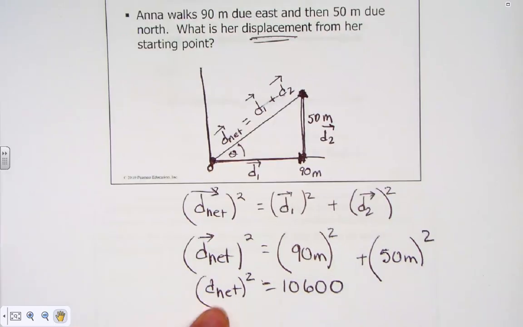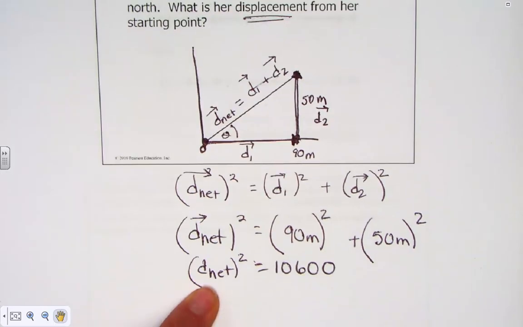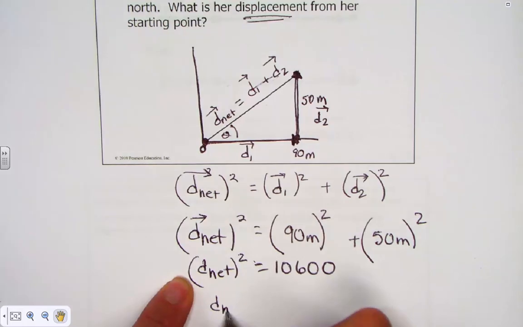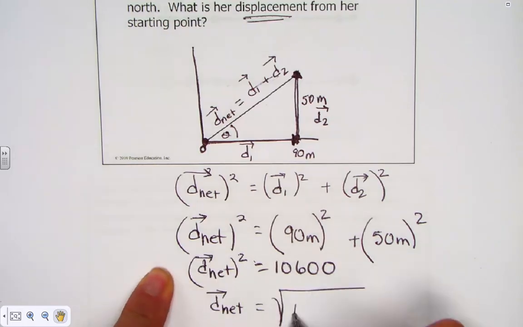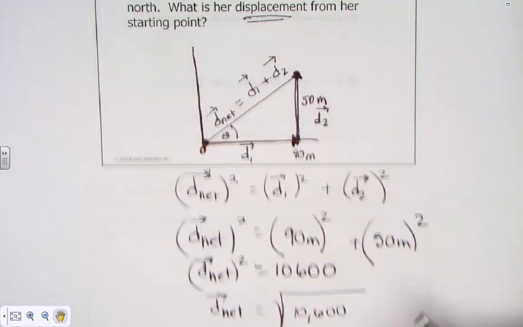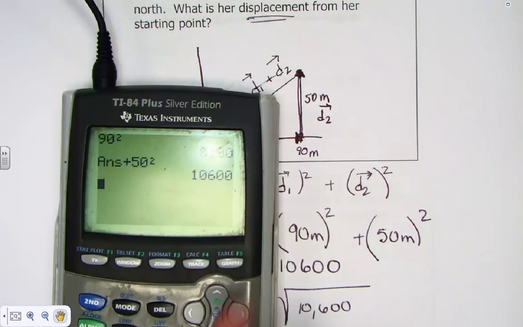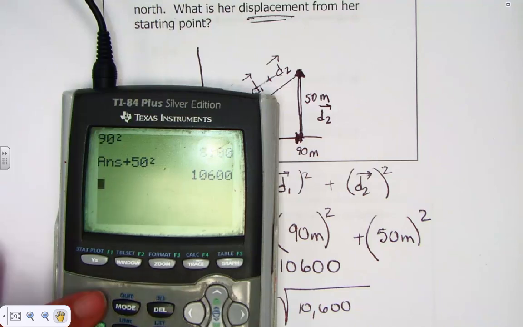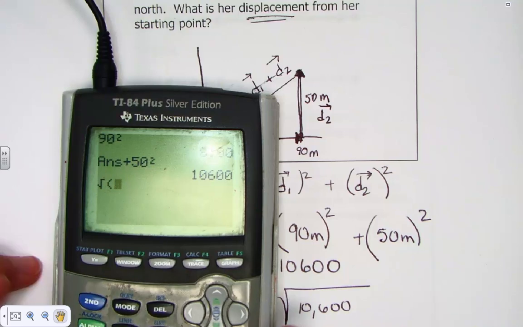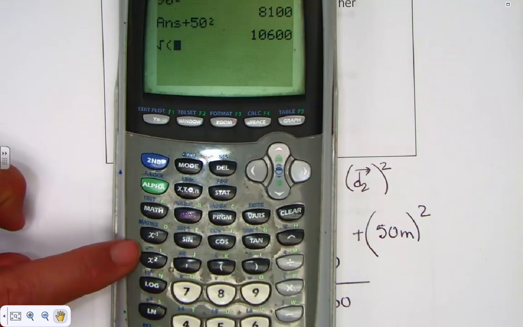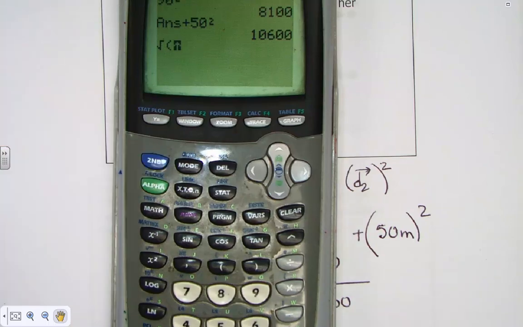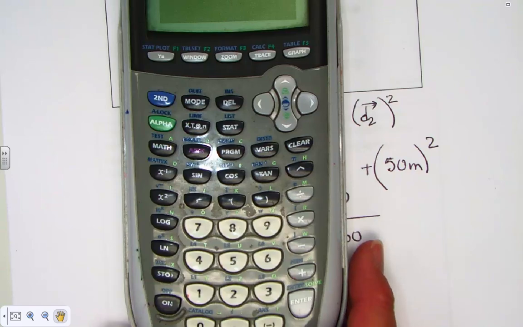To get rid of a square, we need to take the opposite. It's called a square root. This vector quantity is the square root of 10,600. So with my answer, I just take the square root. Notice what I did, second function x squared. Second function x squared is where my square root is. Then I use second function answer. Notice that's way at the bottom where your answer key is.